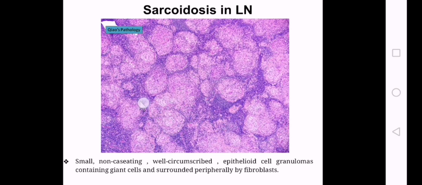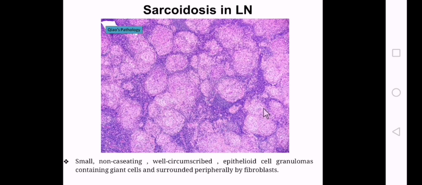These are well circumscribed epithelioid granulomas of variable size, with a few giant cells. This is a diagnosis in a lymph node, and the diagnosis here is sarcoidosis.